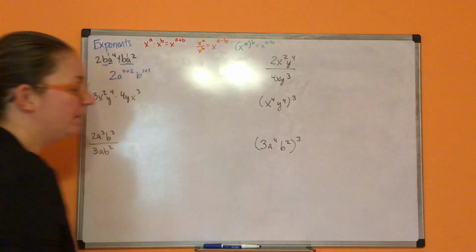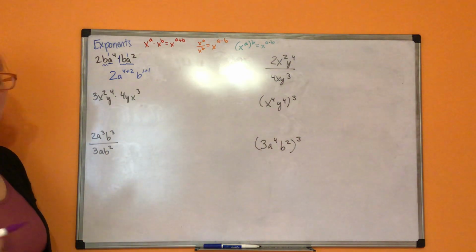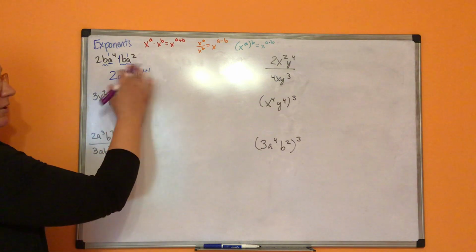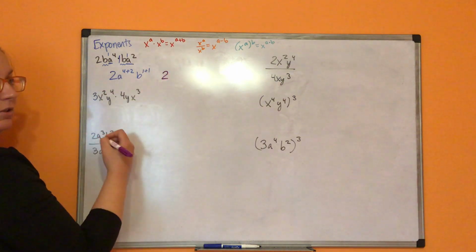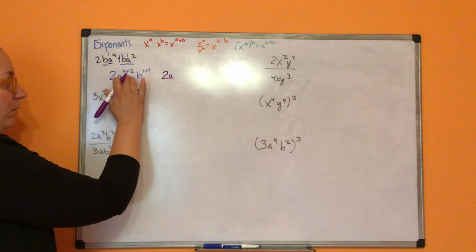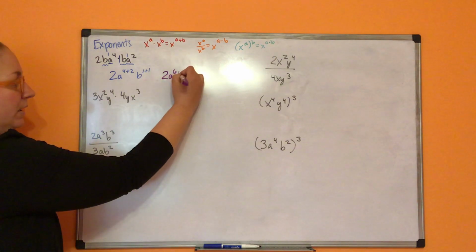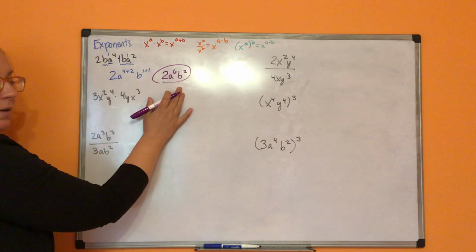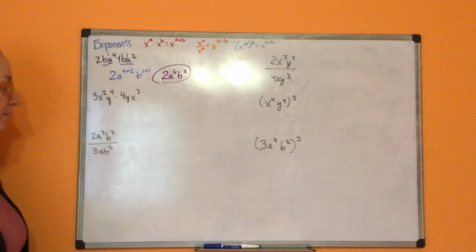This blue here is not the final answer. It's kind of an in between step. All I need to do to finish this off and get to our final answer is actually do the addition. So coefficient 2 stays the same. 4 plus 2 is 6. 1 plus 1 is 2. So all of this simplifies to 2a to the 6 b squared.